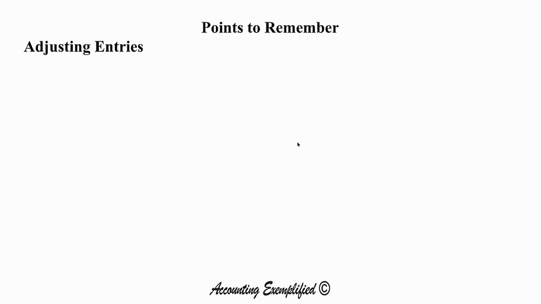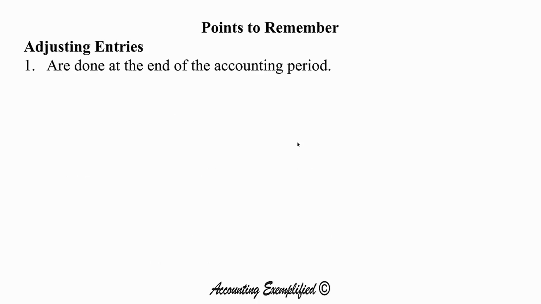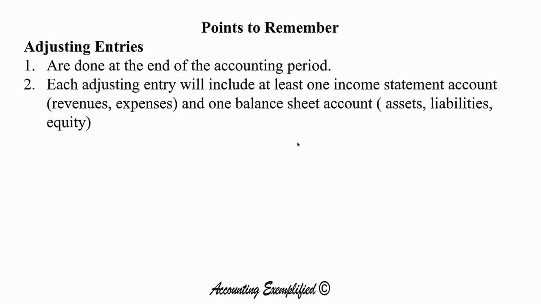Now, what are adjusting entries? Adjusting entries are done at the end of the accounting period. Each adjusting entry will include at least one income statement account, that is a revenue or expense, and one balance sheet account: asset, liability, or equity. Now, why do we need to do the adjusting entries?